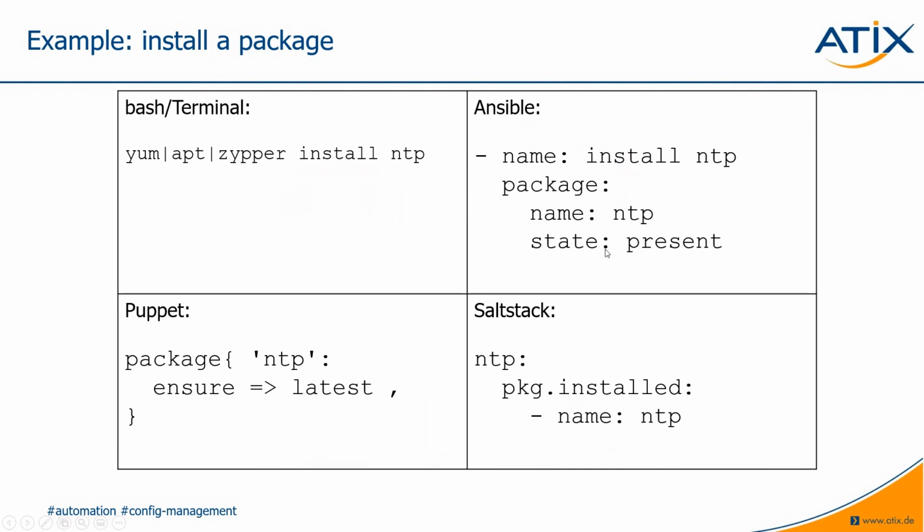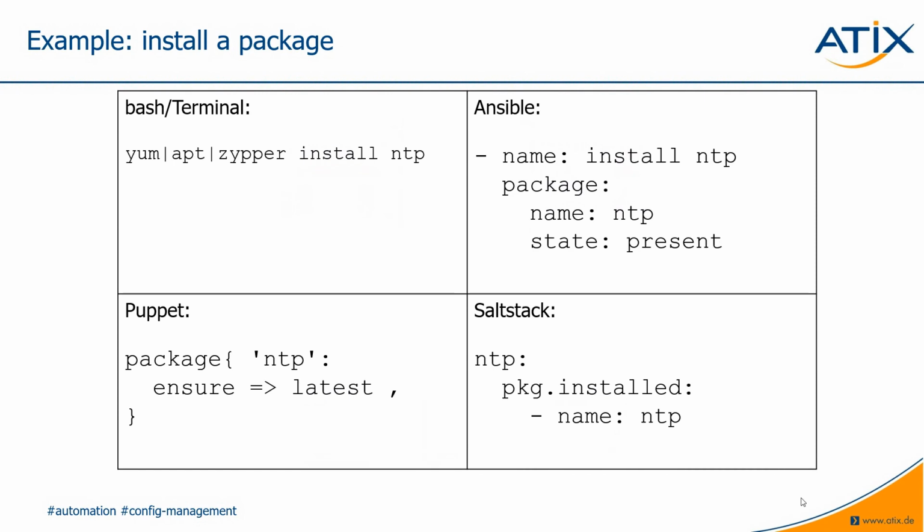Present means I want to have this installed. If I want to have the newest version available, I can put latest inside. If I want to have a certain version installed, I can give a certain version. And if I want to have it not installed, I define the state absent.